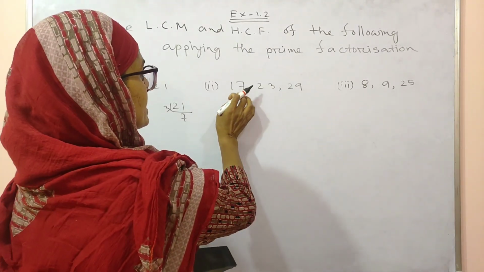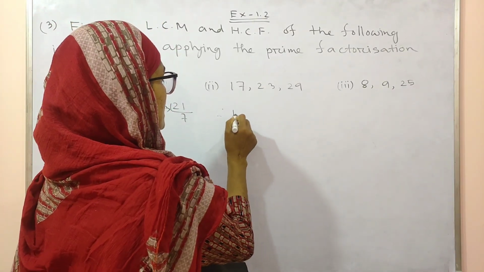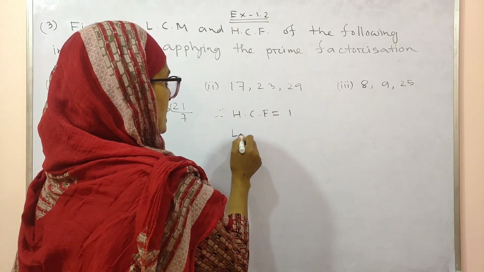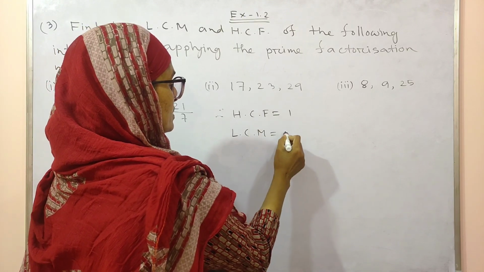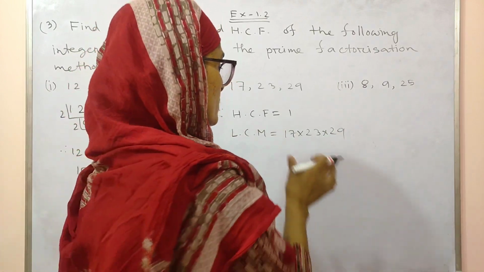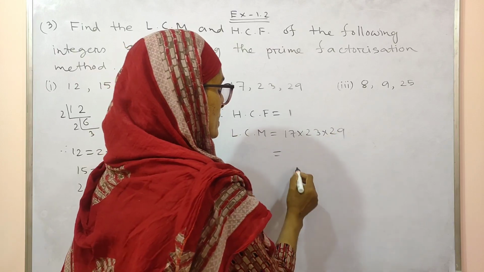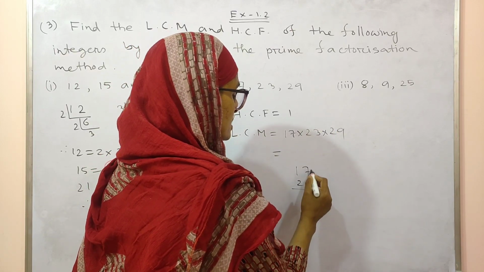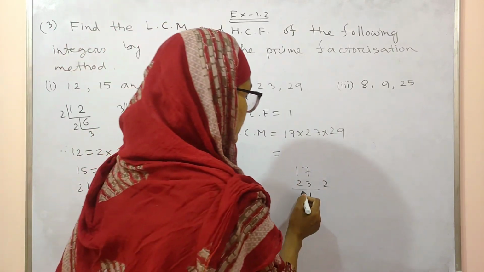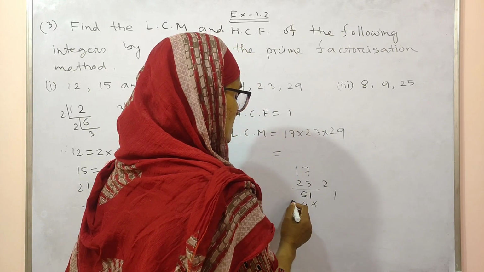Next, here 17, 23 and 29. All are prime numbers, therefore HCF equal to 1 and LCM equal to 17 into 23 into 29. So multiply 17 into 23 and 29. Multiply 17 into 23: 3 sevens are 21, 1 write and 2 carry, 3 ones are 3 and 2 is 5. Next 2 sevens are 14, 4 write and 1 carry, 2 ones are 2 and 1 is 3.